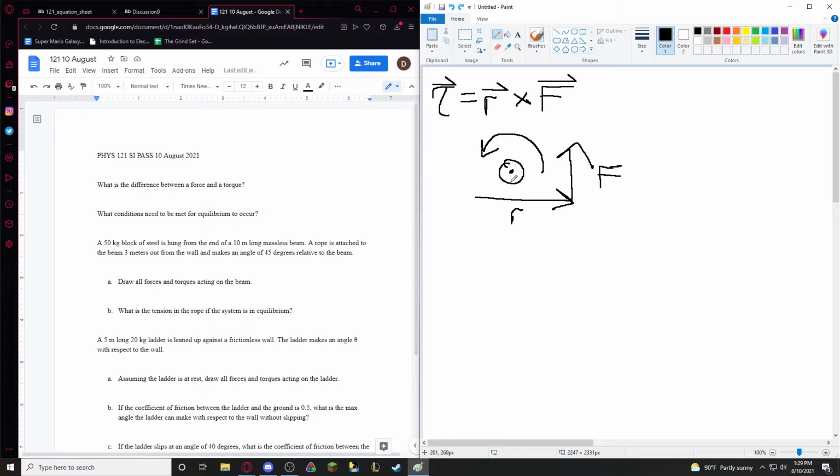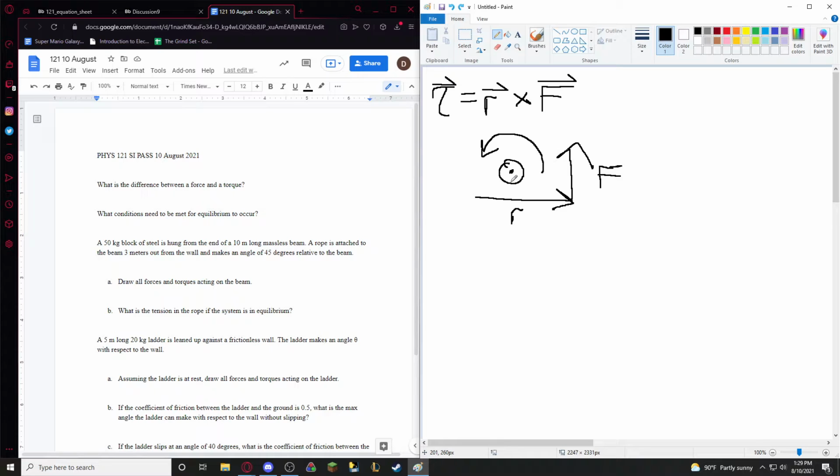So that's a torque. It's pretty simple. It's just a rotational force. And so all of these examples that you're going to see, you saw in class yesterday and on your flip it and on the quiz tomorrow, has to do with static equilibrium. What conditions do we need to have met for static equilibrium to occur?